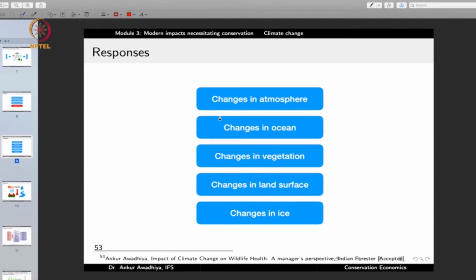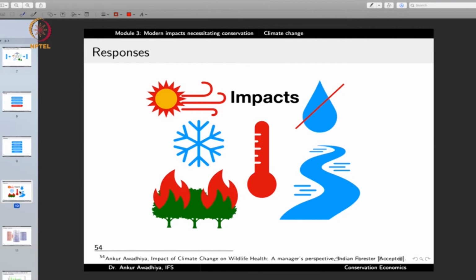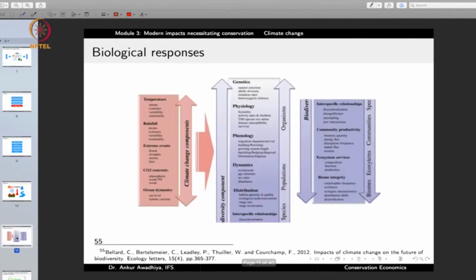So, this is a response that we will see because of the forcing of increasing the temperature. And these responses manifest in the form of heat waves. They manifest in the form of changes in the ice pattern. They manifest in the form of droughts or floods, or increased temperatures in a number of areas, or in the form of forest fires. So these are several responses that we are observing because of changes in the climate. And these also result in biological responses.